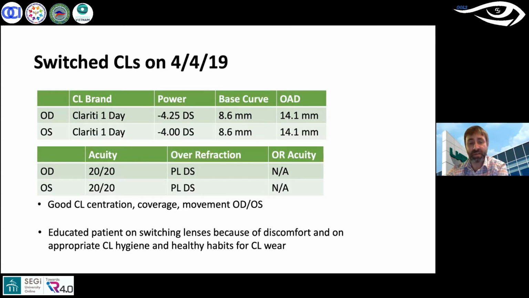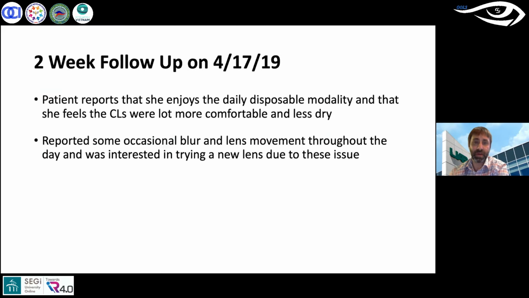They were switching contact lenses because of discomfort. And we went through hygiene and all that just to make sure that they were taking care of their contact lenses. The patient came back 2 weeks later for their follow-up, and she reported that she was kind of liking her daily disposable contact lenses, the Clarity. She said they felt a lot more comfortable, less dry, but she was still getting some blurriness with blinking, that sort of thing. So that tipped me off that the patient still wasn't fully happy.